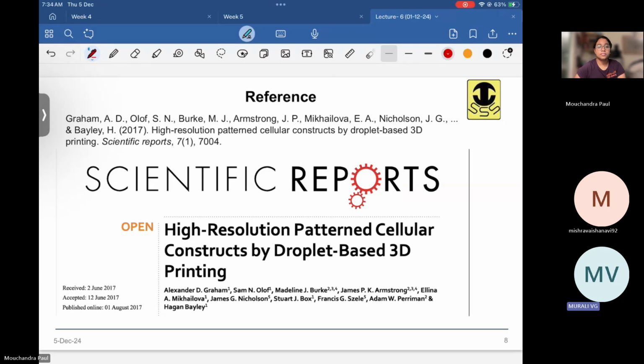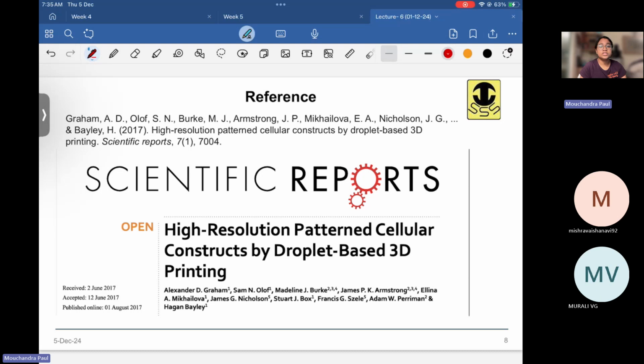Ma'am, whatever 3D printing techniques we have studied so far, the mechanism is the only difference, right? Or is there any other difference? So the way the technique works makes all the difference. You will choose your biomaterial differently.